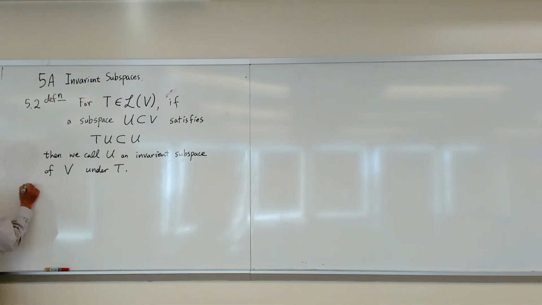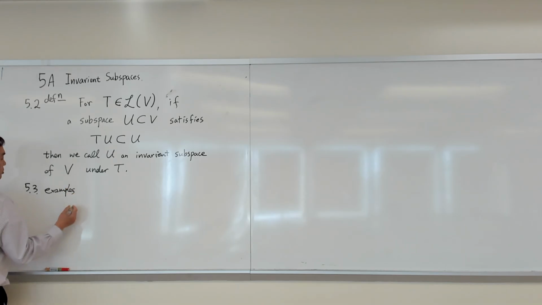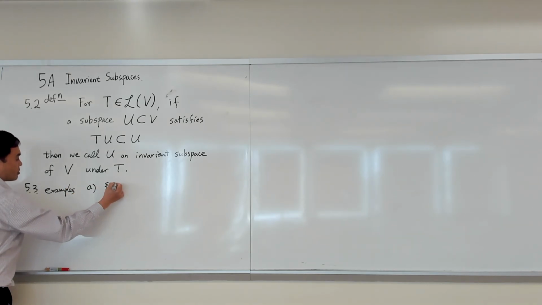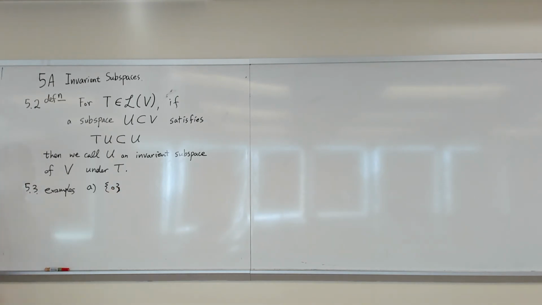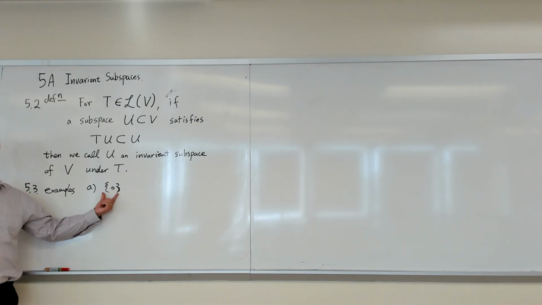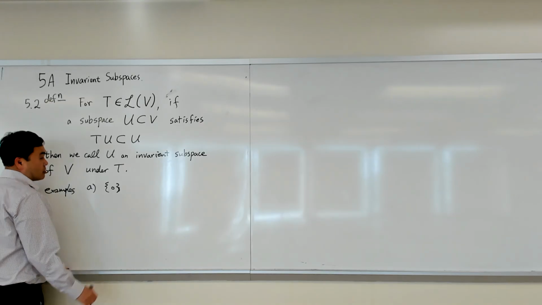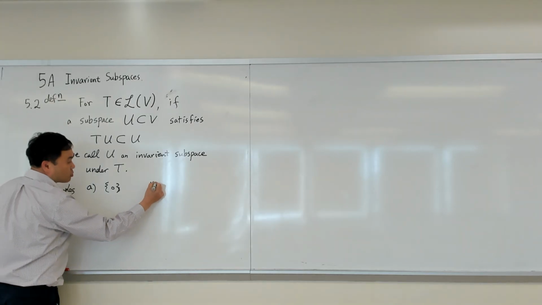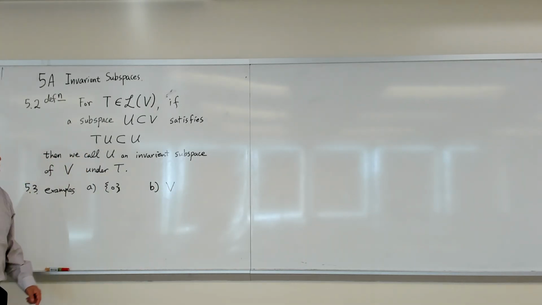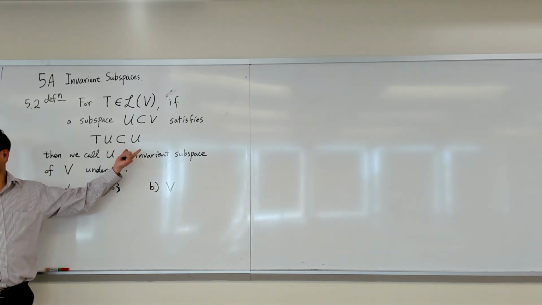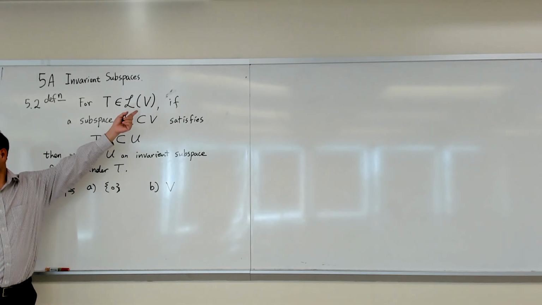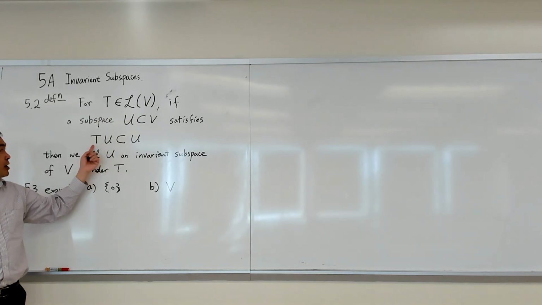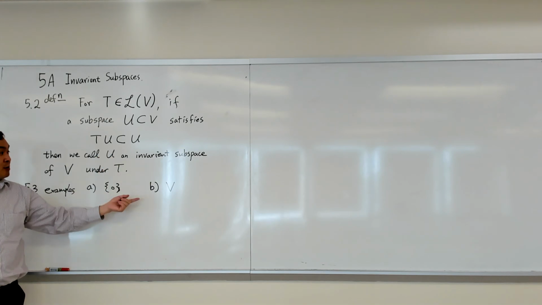Okay, so some examples. The simplest one is just 0. Now, T of 0 is 0, so this space is just going to be itself, right? So this is going to be true, rather trivially. And then another one would be V itself, because by definition, T of V will be a subset of V because it's an operator on V. So any vector, if you apply T, it's still in V because it's an operator.